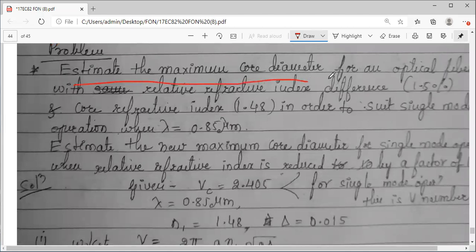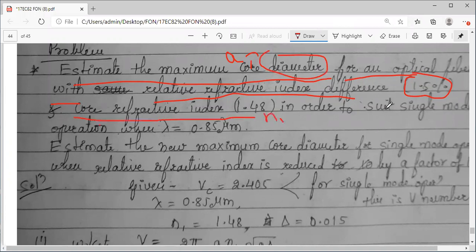Estimate the maximum core diameter for an optical fiber with relative refractive index difference delta given to you. What is to be calculated? Core diameter. So indirectly, first we have to find the radius. If the radius comes, doubling it gives the diameter. Then what is given to you? Core refractive index N1 is given to you.